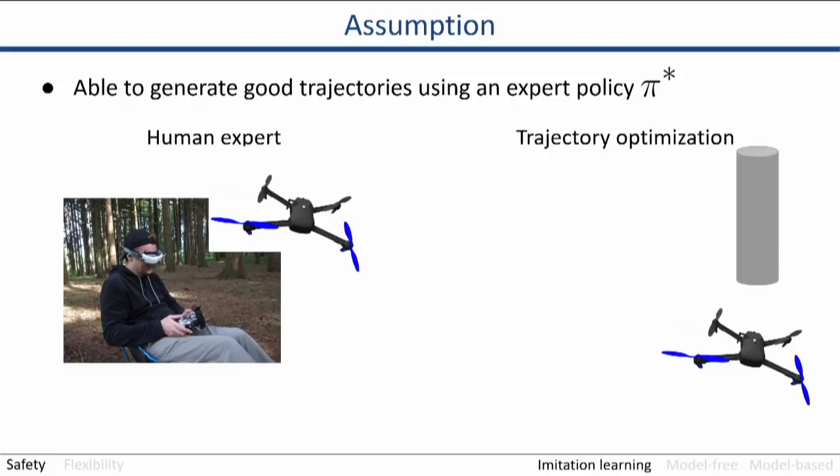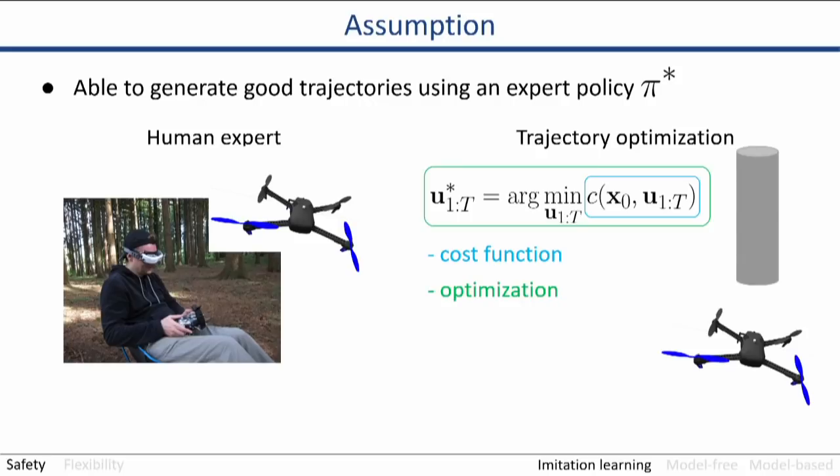So let's say we have our quadrotor, and it's trying to fly around this obstacle right here. You could define a cost function that says, based on my current state and a sequence of actions that I take, how good or bad is the trajectory. And then you can define an optimization that says, okay, find a sequence of actions that minimizes this cost function.